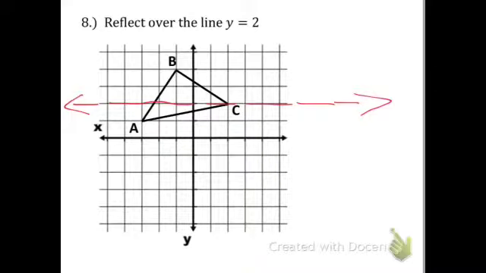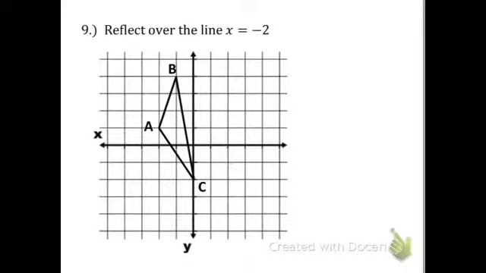Again, once you have your line, count how far each vertex is, and figure out the distance and go the same distance the other direction. A is 1 below, so A prime is going to be 1 above. B is 2 above, so B prime is going to be 2 below. C is on the line, and so C prime is also going to be on the line. Once you have those, connect them up, you're ready to go.